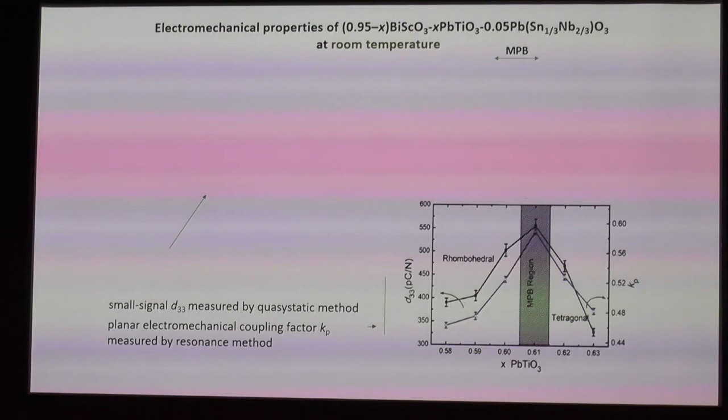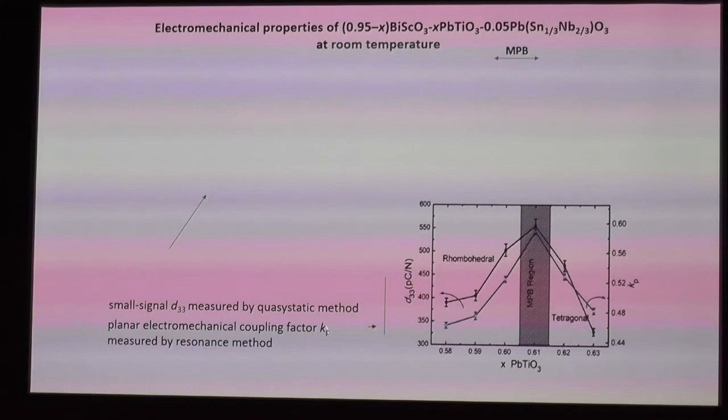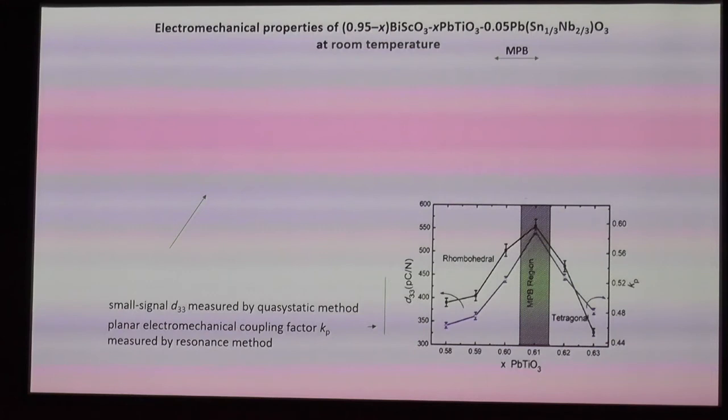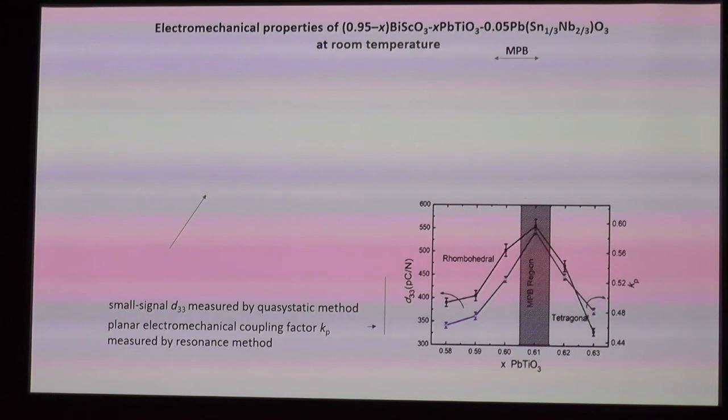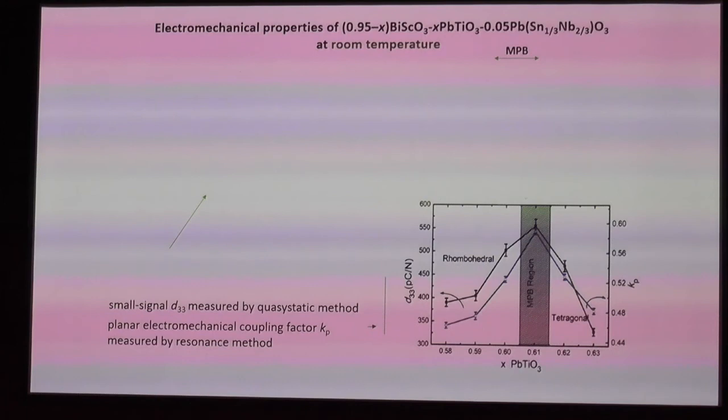Then, if we measure small signal piezoelectric coefficient, we again see the maximum of this coefficient and electromechanical coupling factor at the morphotropic phase boundary, and the value is almost 600. This is a high value, but you can say that it is not very high. Some ceramics have larger values, but you need to remember that in those ceramics, the Curie temperature is low. We are talking about materials with high Curie temperature.